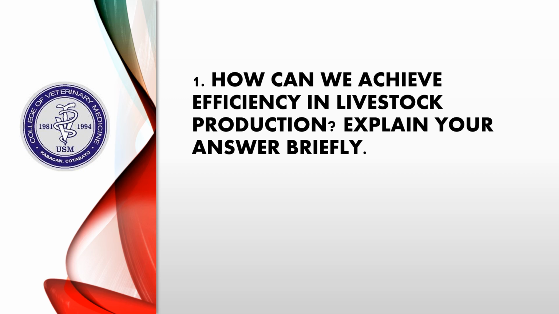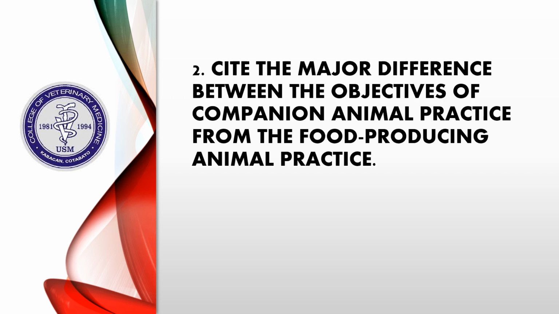For question number 1, how can we achieve efficiency in livestock production? Explain your answers briefly. For question number 2, cite the major difference between the objectives of the companion animal practice from that of the food-producing animal practice.